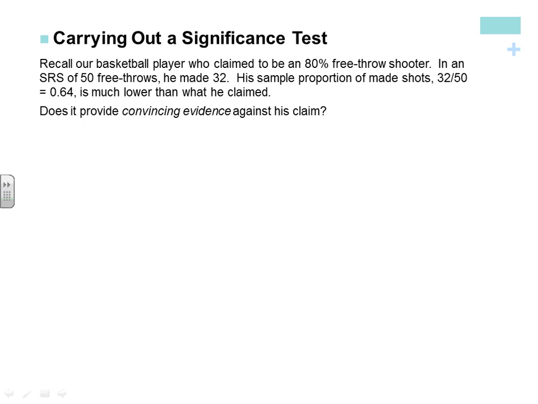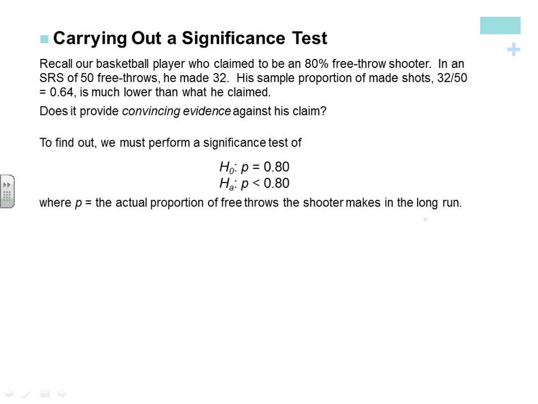All right, so carrying out a significance test, if you can think back to 9.1, we had the basketball player who claimed to have an 80% free throw average. In a simple random sample of 50 free throws, he made 32. So his sample proportion of made shots was 32 out of 50, which was 0.64. We want to know, does this provide convincing evidence against his claim? To find out, we must perform a significance test.